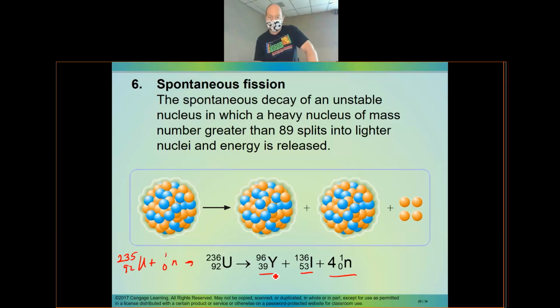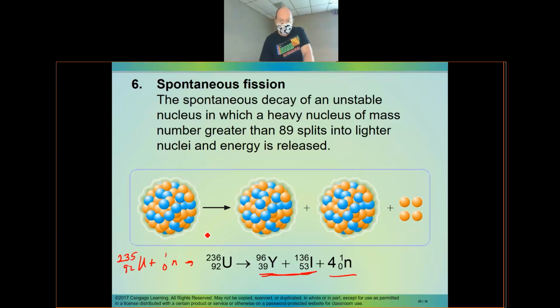You cannot predict the products. The only product that you can predict is neutrons, but you can't predict how many. All right, so you know that it's going to break into 2 smaller nuclei and you're going to get neutrons. That's the only thing you know. And you have to be given 2 of the 3 products. All right, so if you're given, let's say you're given these 2 and it says how many neutrons are released.